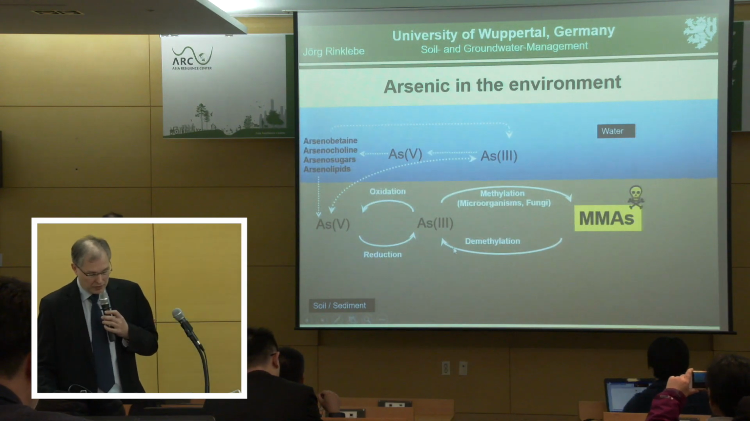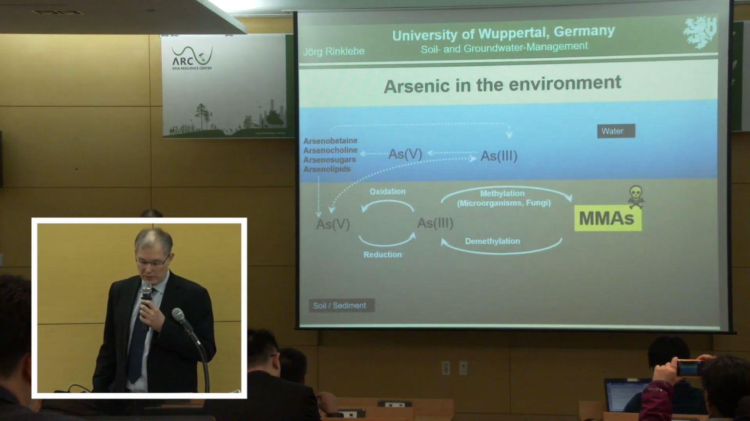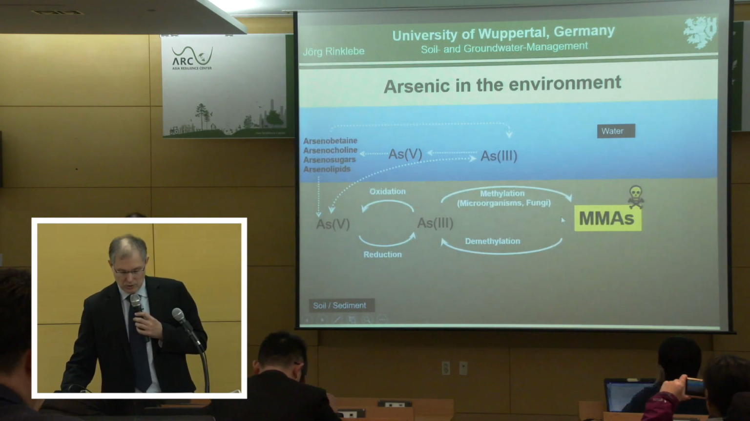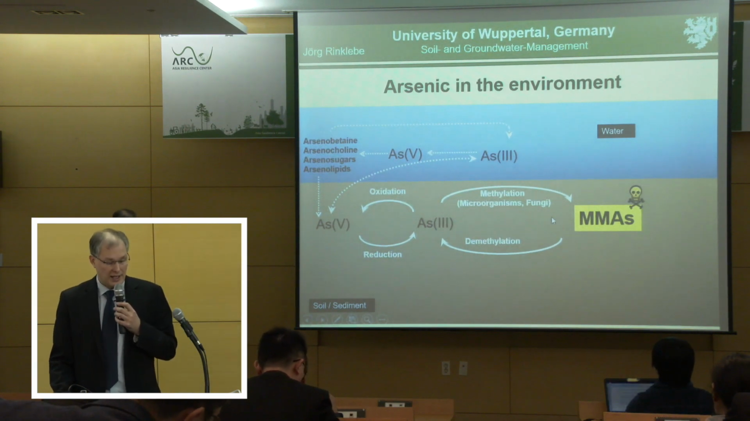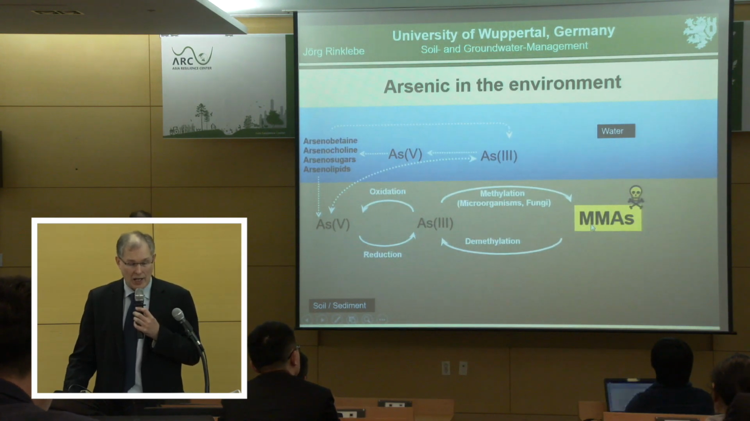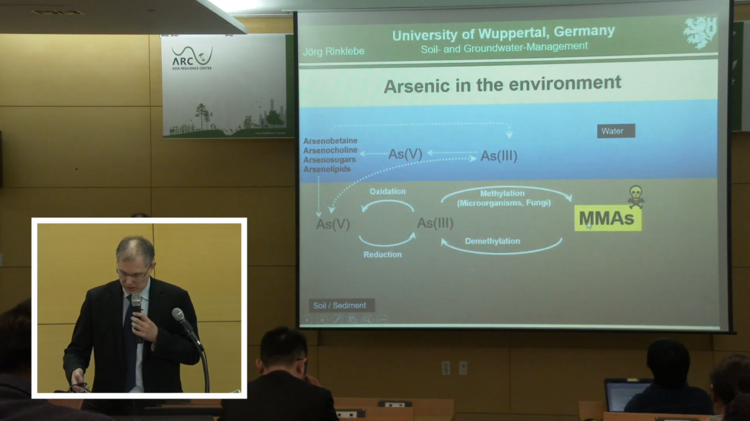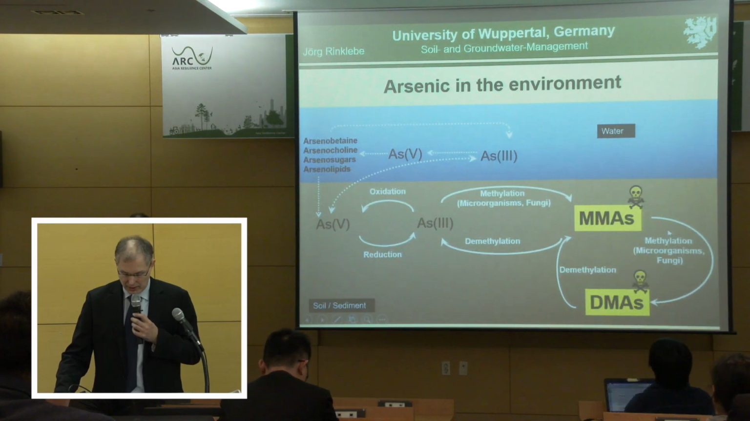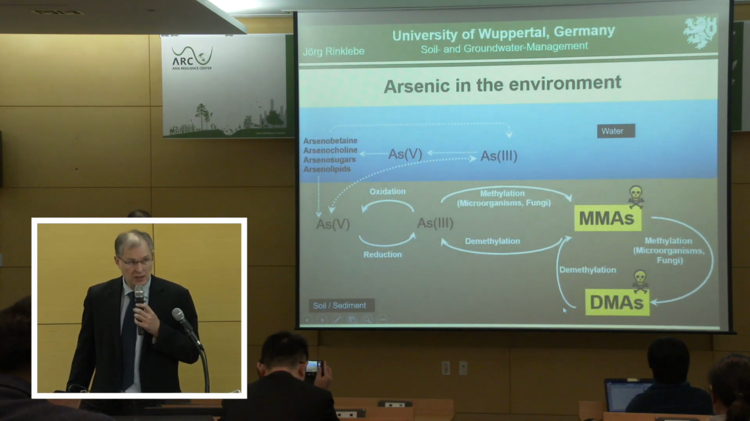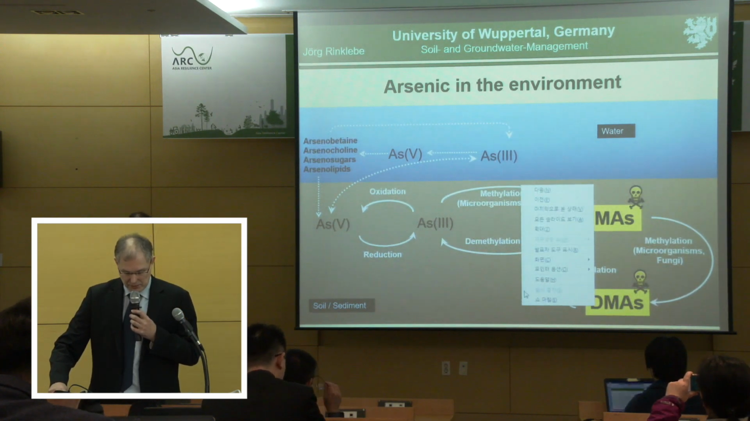There are some other arsenic compounds such as arsenobetaine, arsenocholine, arsenosugars, and arsenolipids, which are also involved in those processes. And then you have here the arsenic 3, and this toxic arsenic 3 can be further methylated through microorganisms or fungi to the highly toxic monomethyl arsenic. Of course, this process is reversible, but this monomethyl arsenic can be further methylated through fungi and microorganisms to the highly toxic dimethyl arsenic.